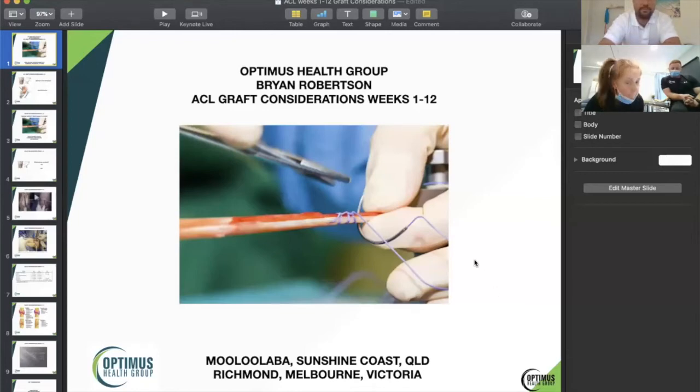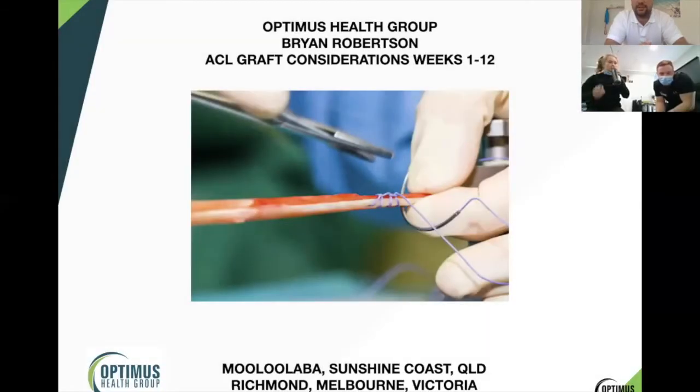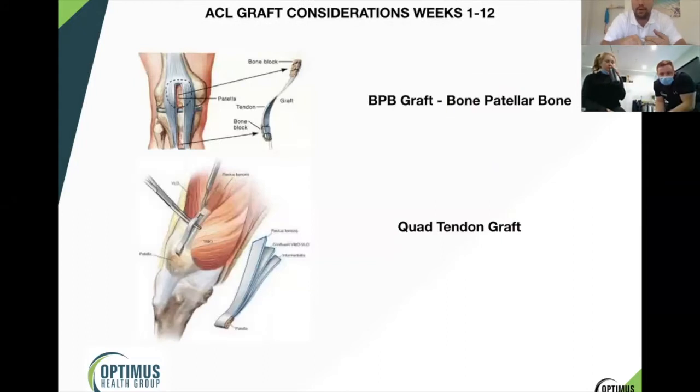Hey, we're going to go through graft considerations weeks 1 to 12 and the implication of the graft after ACL reconstruction. I'm going to skip over hamstrings because hamstrings are starting to really go out of favor. We will still see them, but all of the principles that you'll see in this, the patella and the quad tendon, they all apply to the hamstrings.